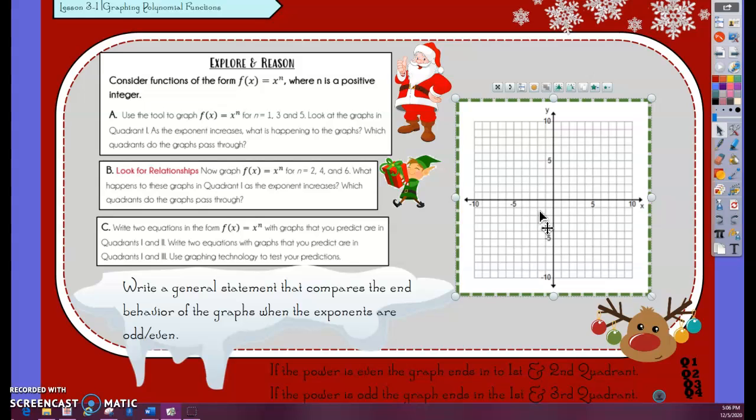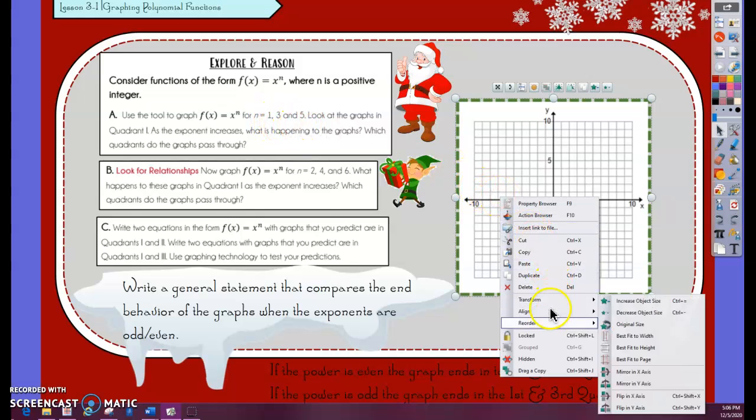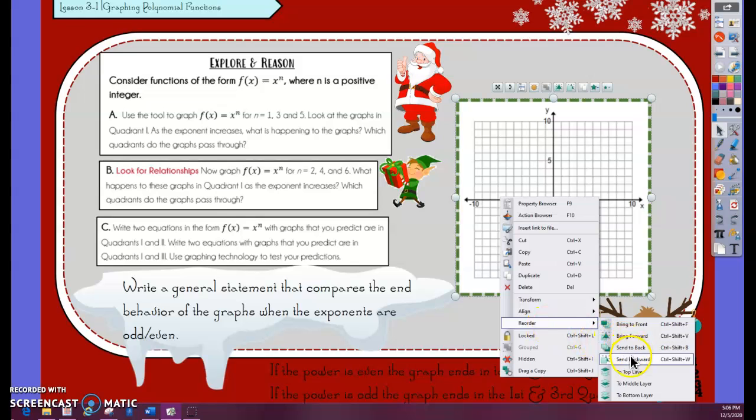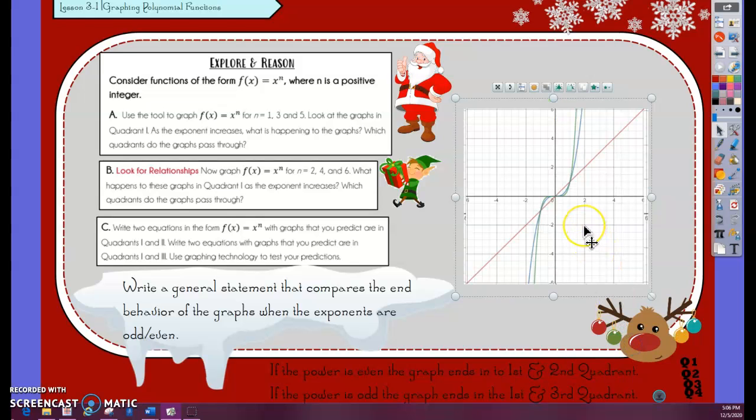For part A, it wants us to graph all the odd powers. So here you'll see x to the first, x to the third, x to the fifth. If we look here at all the odd powers, I've graphed x to the first in red, x to the third in blue, and x to the fifth in green. And we can notice a few similarities, but they just want you to explore what might be the same and what might be different.